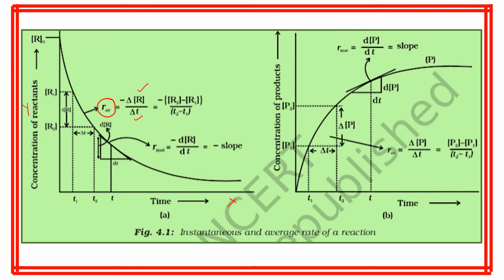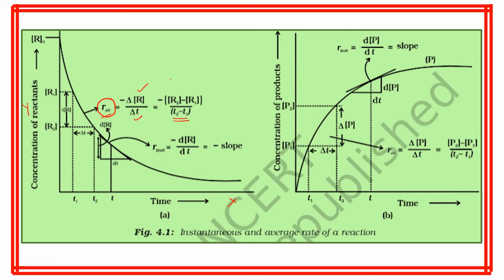Now delta T is equal to T2 minus T1. Delta R is equal to R2 minus R1. Generally R2 means the final concentration, R1 means the initial concentration, T2 means the final time, and T1 means the initial time. So for example, I am calculating the average rate.